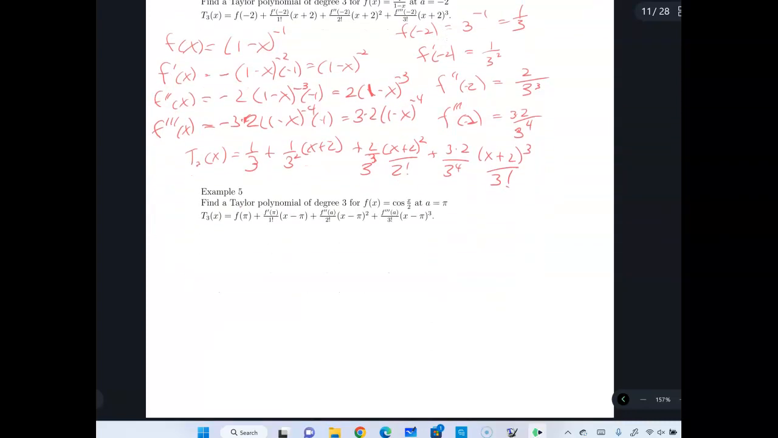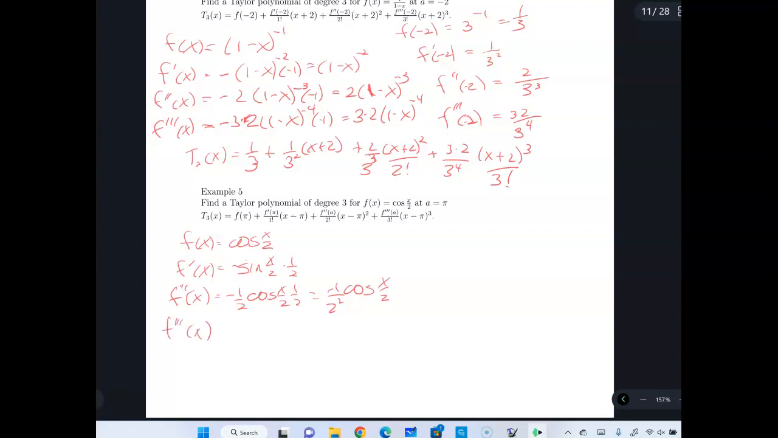Okay, one last one. So I've got my cosine here, and I know I'm going to be doing chain rule. So if I take a derivative, I get negative sine of x over 2 times 1/2. And how many derivatives do I need? I need up to 3, right? So I carry the negative 1/2, take the derivative, and get another 1/2. So that gives me negative 1 over 2 squared cosine of x over 2.